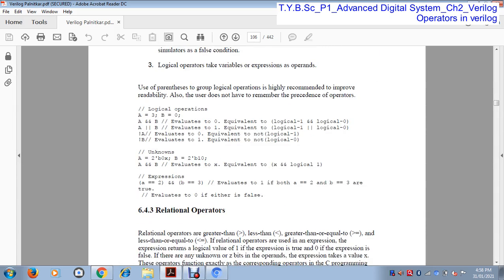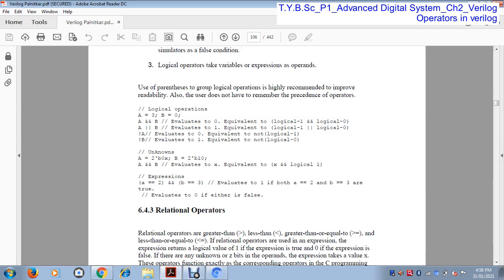Now we see the example of logical operators. Let a equal 3 and b equal 0. So a AND b. Here AND means multiplication, so 3 into 0 evaluates to 0. So the answer is 0.